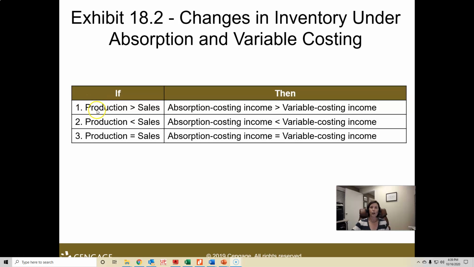And so to look at what the impact of using one method over the other is, we've got this handy little chart. So if production is more than our sales, then our absorption costing income would actually be more than our variable costing income. If we produce less than we sell, then the opposite occurs. And if we produce exactly what we sell, then the absorption costing income and variable costing income will be the same.